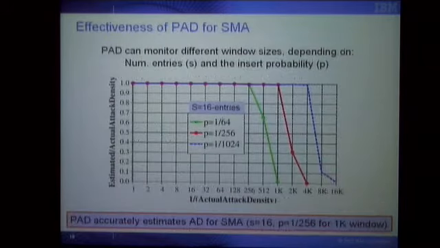How does this perform? This graph shows the estimated attack density divided by the actual attack density.